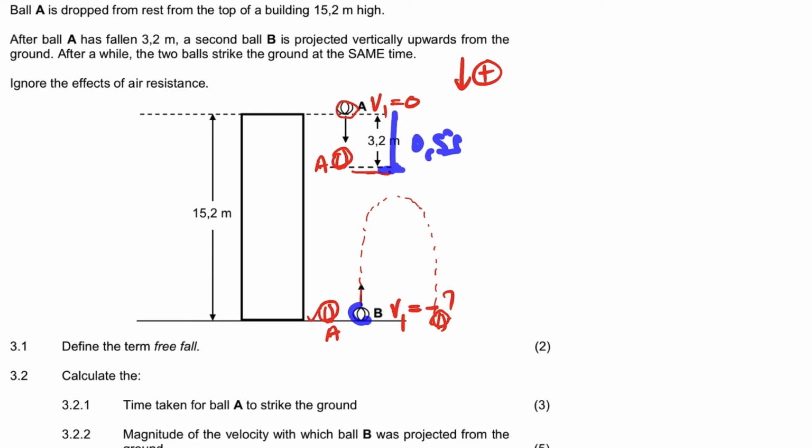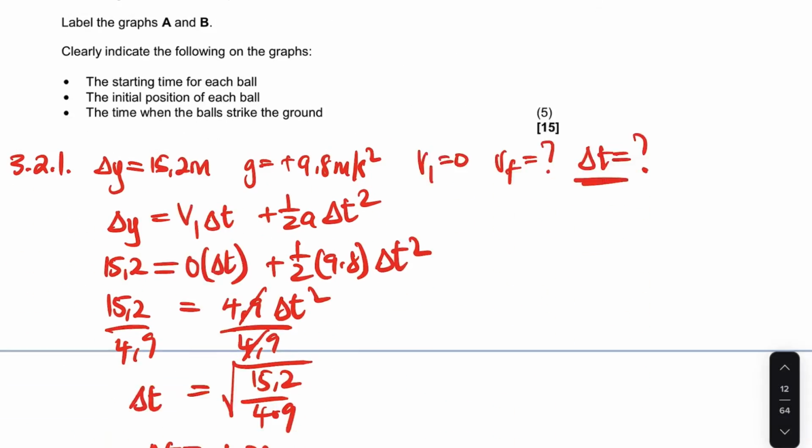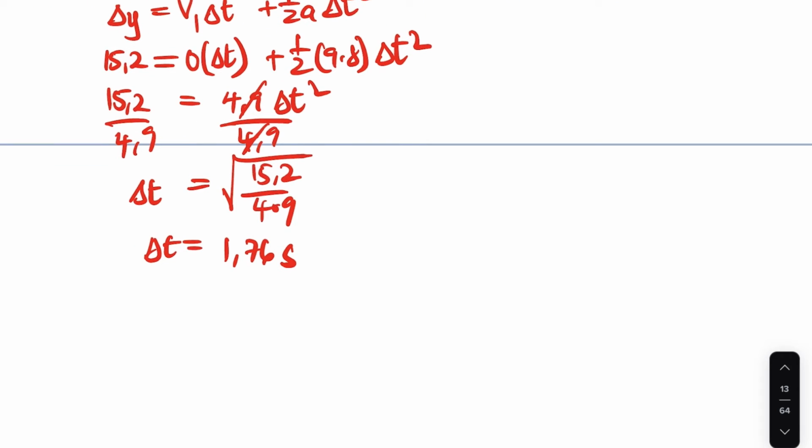So that means ball B was thrown after 0.5 seconds. So at 0.5 seconds later. But we're given the displacement, so what we can do is calculate the time this time. Having this time will tell us when ball B was thrown after. Okay, so that's what we're going to do first in 3.2.2.